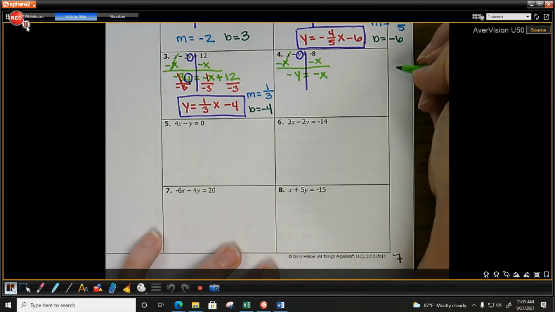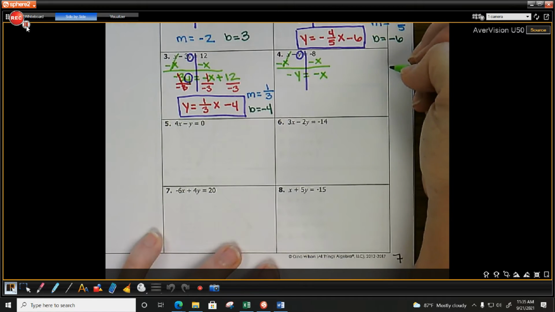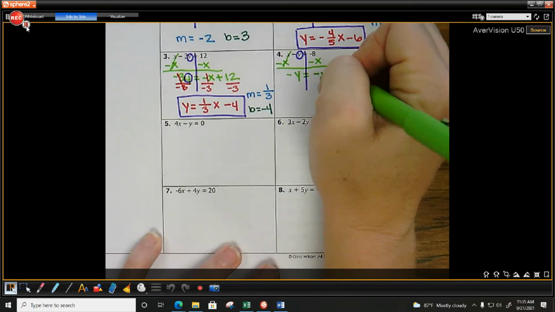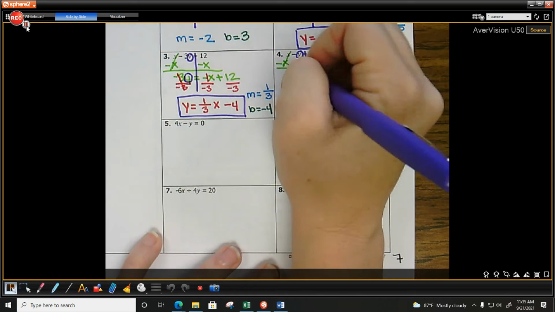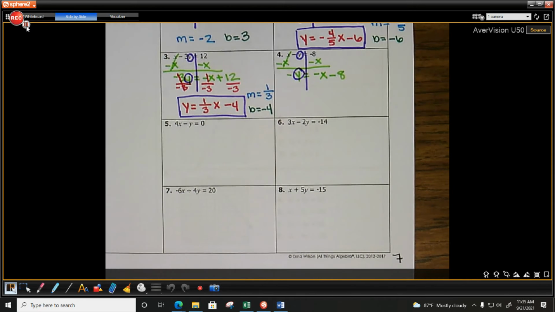Minus 8. Guys, I cannot stress enough, pay attention. Pay attention. Okay? So many of us are zoning out, not paying attention. That's not going to benefit you.